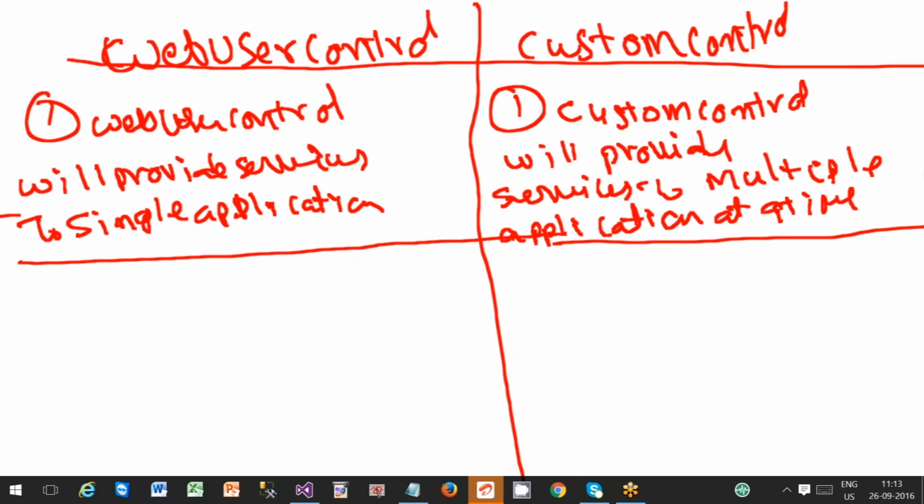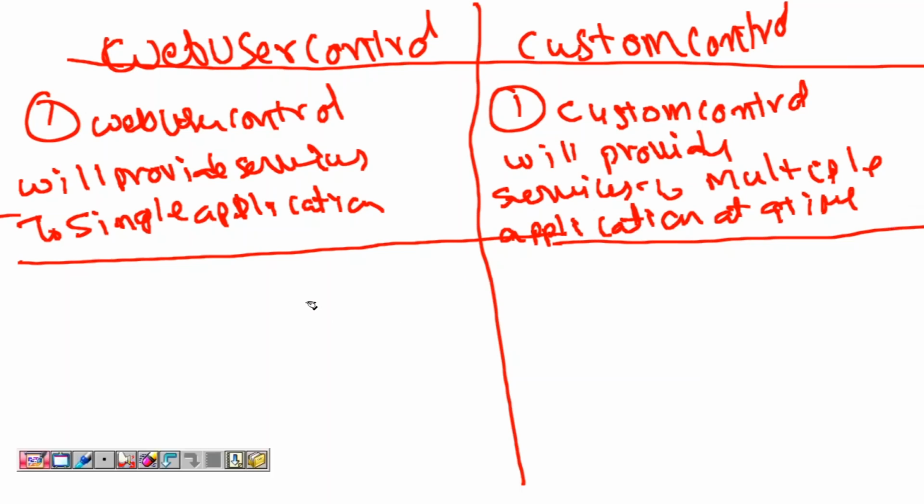Web user control will provide services to a single application at a time. What about custom control? I need a response from every student. There are 23 students in the class, and I'm getting responses from only 2 to 3 people. Tell me. Custom control will provide services to multiple applications at a time.